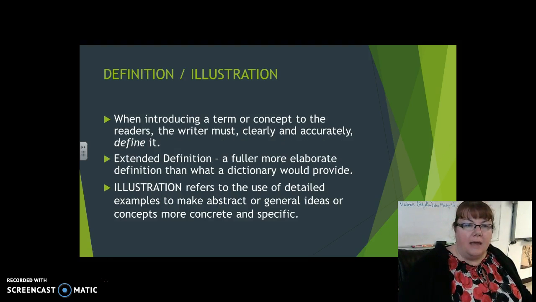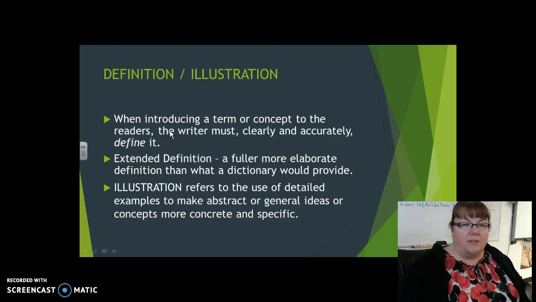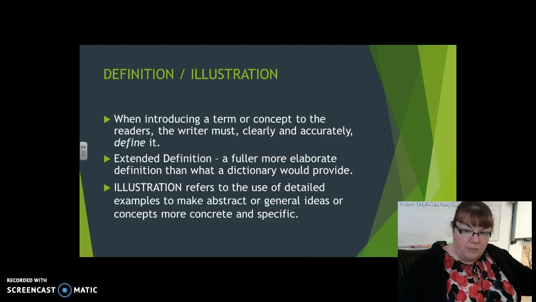Okay, definition and illustration get paired hand in hand. When introducing a new term or fact, you have to make sure that you define it clearly for your reader. And it's the writer's responsibility to do this. So if it's something that they've potentially not heard about, it's your job to define it.